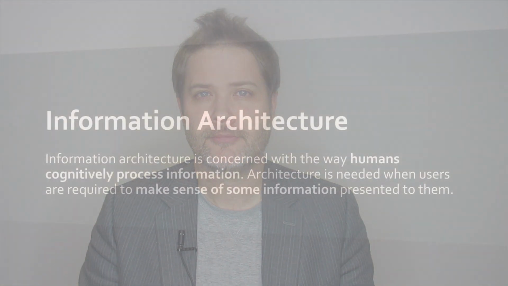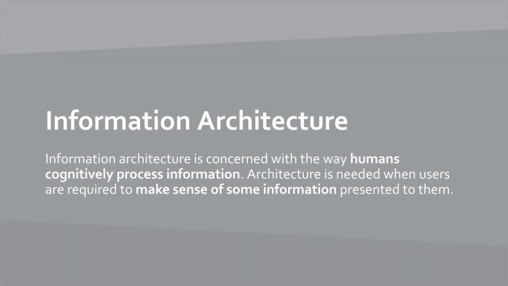Welcome back. In this module, I'm going to introduce you to information architecture. Information architecture is concerned with the way humans cognitively process information. Architecture is needed when users are required to make sense of some information presented to them.